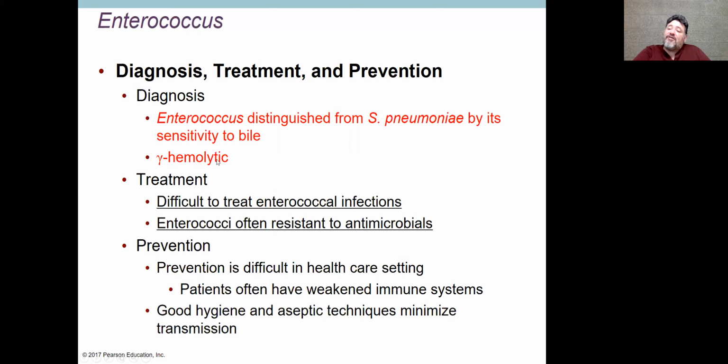And it's also important to know that Enterococcus is gamma hemolytic. Okay, so if you've forgotten what that means, you have that blood plate, and you have alpha, beta, and gamma hemolysis. Alpha hemolysis is partial hemolysis with a green sheen. Beta hemolysis is complete hemolysis. And gamma hemolysis means that there's no blood or erythrocyte lysis at all. Okay, so these two are the main ways of assessing Enterococcus.